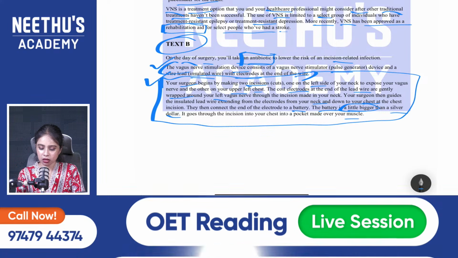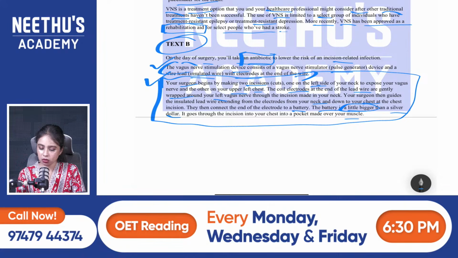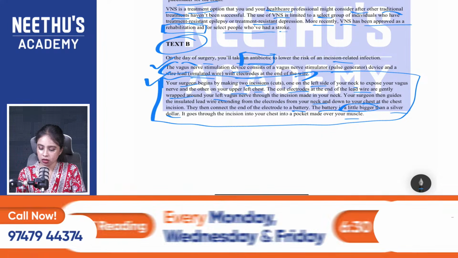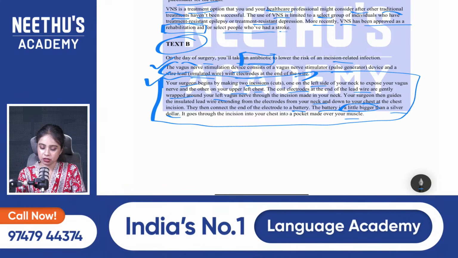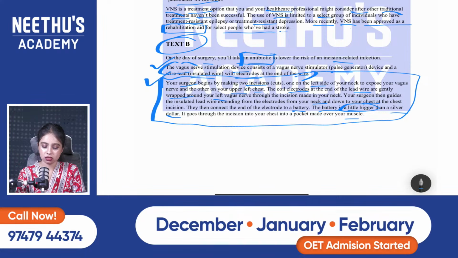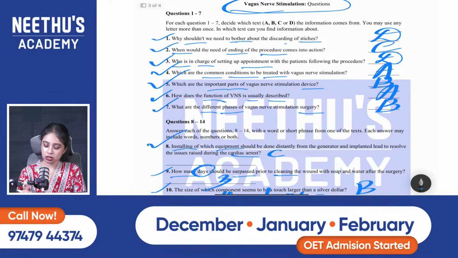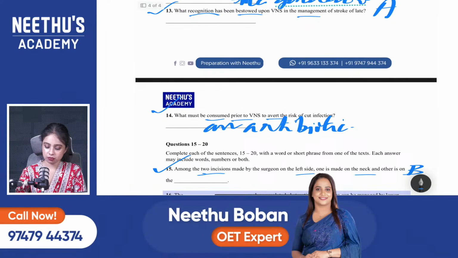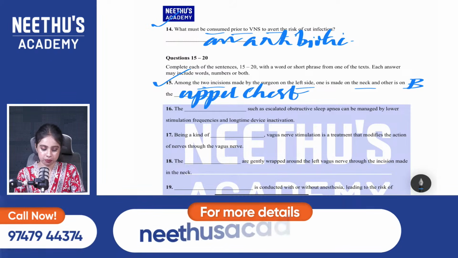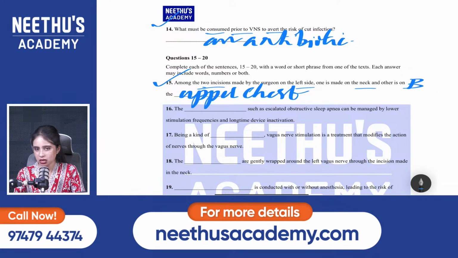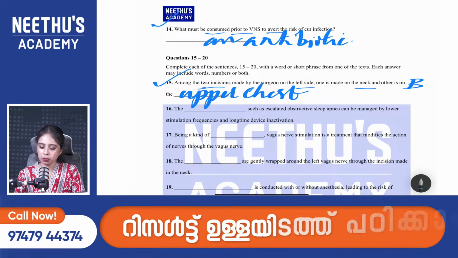Your surgeon begins by making two incisions, keyword. One on the left side is already there, of your neck to expose your vagus nerve, and the other on your upper left chest. So the answer is upper left chest. I would suggest you write upper chest. Why? You can write upper chest. Your answer is right. I agree with your answer. The answer is upper left chest.